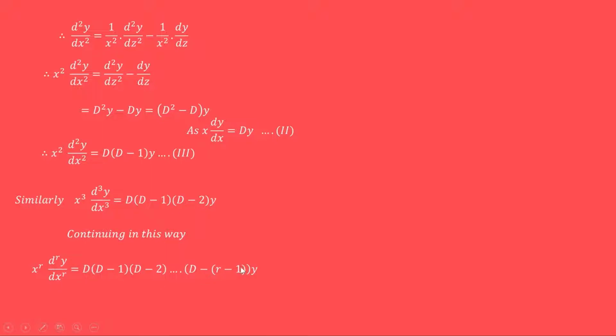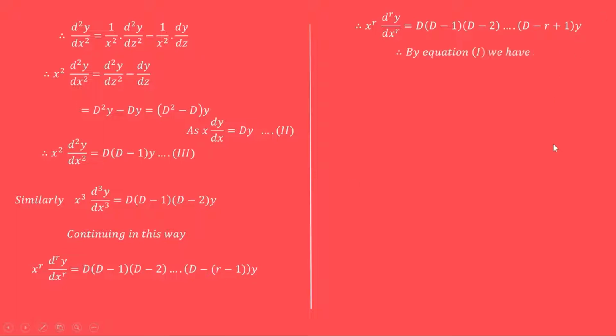Now take this minus sign inside. So this is equal to x raised to r d raised to r y by dx raised to r is equal to D into D minus 1 into D minus 2. Continue like this, D minus r plus 1 into y. Now we have to put this in equation number 1. What is equation number 1? This is our equation number 1, that is the homogeneous linear differential equation. We have to put these values in equation number 1.